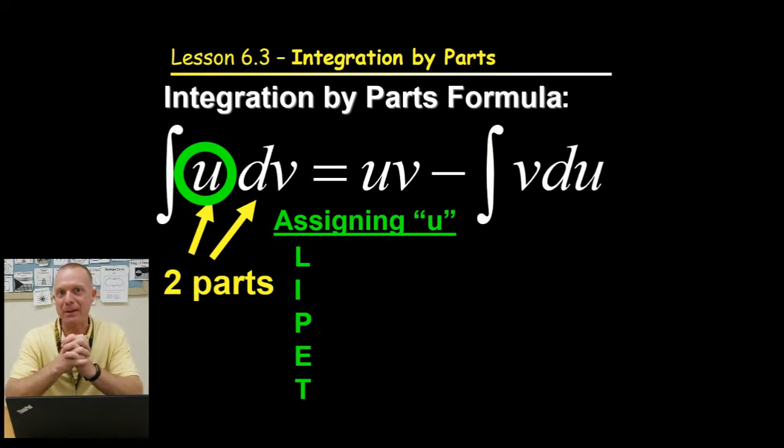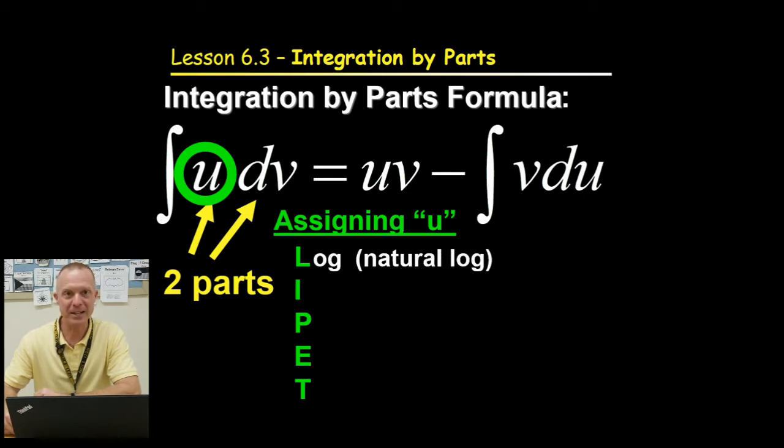Can you think of a popular math function that starts with an L? A math function that starts with an L. Did you say log? Well, if you did, you'd be correct. How about a math function that starts with an I? An I. Inverse trig. Now, what's happening here is that if you have a log in your equation, it's going to be u. But if you don't have a log, then maybe you'll have an inverse trig. If you have an inverse trig, then that one would become u.